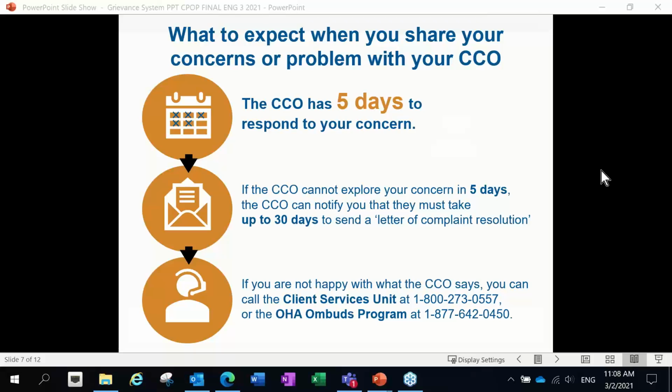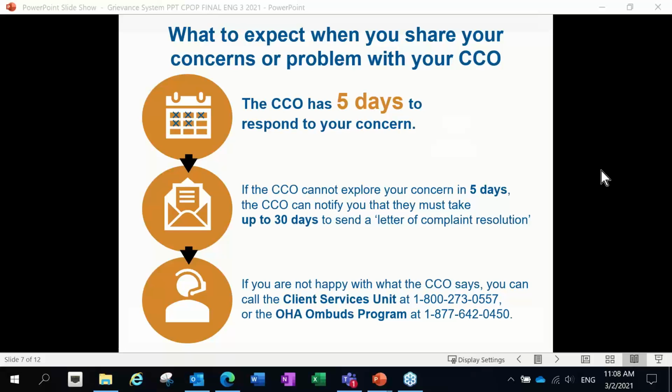So again, anytime that a grievance or complaint is submitted to a CCO, they have to respond within 5 days. And again, if they can't fix it in those 5 days, the letter must state that they will take up to 30 days and no longer than 30 days to resolve it or investigate it, and you should receive a letter of complaint resolution.